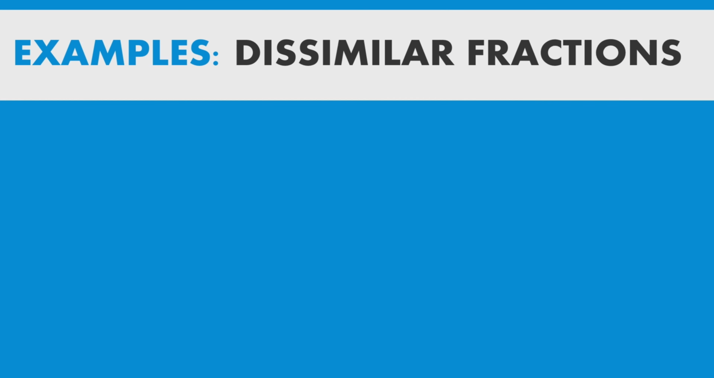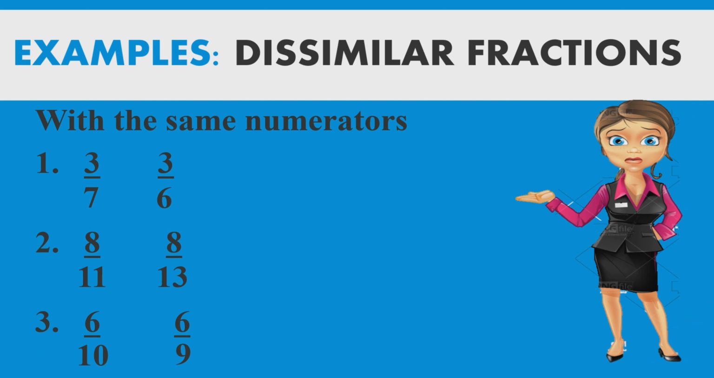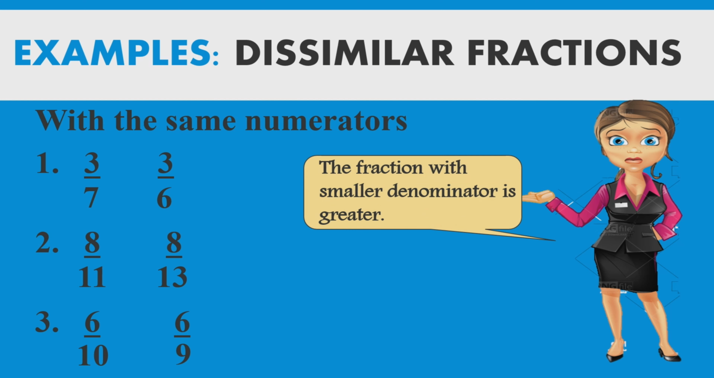Let us now compare the fractions with the same numerators. Remember, class, that if the fractions have the same numerators, the fraction with a smaller denominator is greater. For number 1, we have 3/7 and 3/6. 6 is smaller than 7. Therefore, 3/7 is less than 3/6.